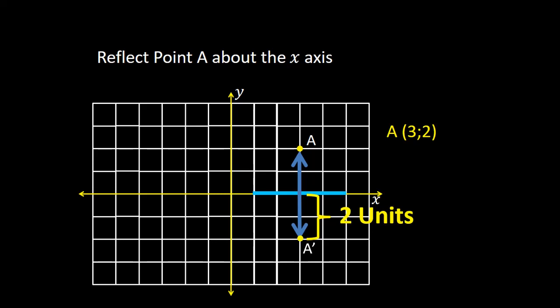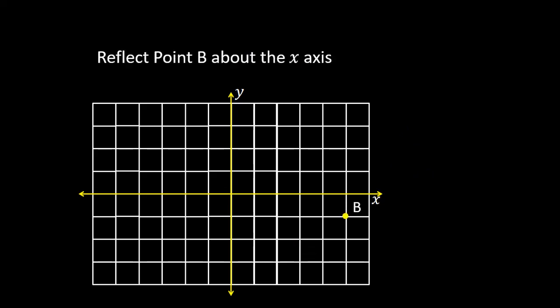Can you read off the location of A prime? Hopefully you can see that A prime is (3, -2). X value of 3, Y value of -2. Let's look at another example.